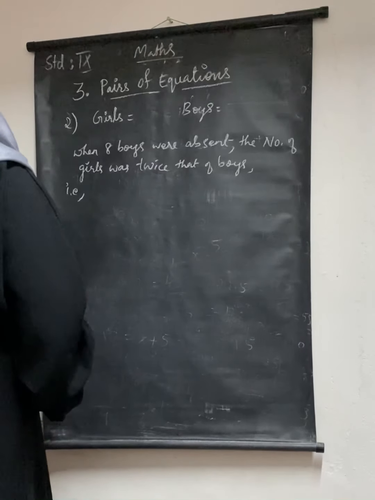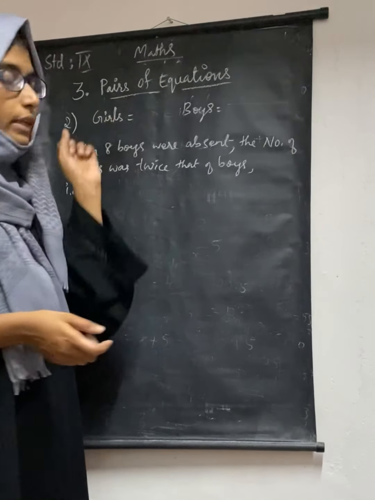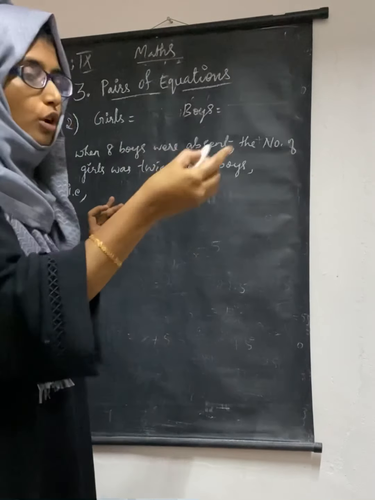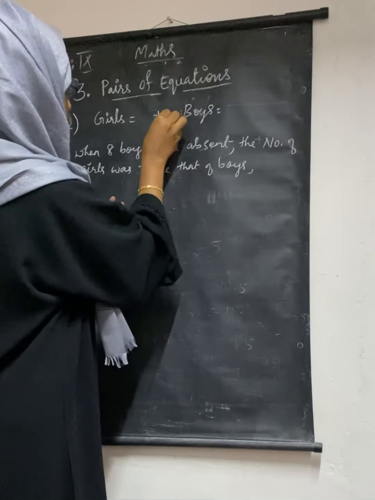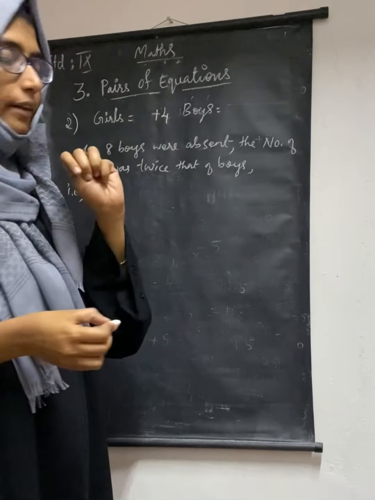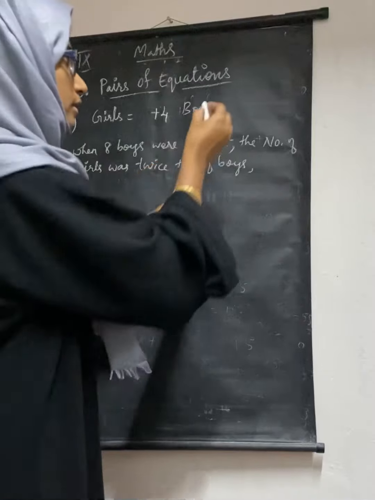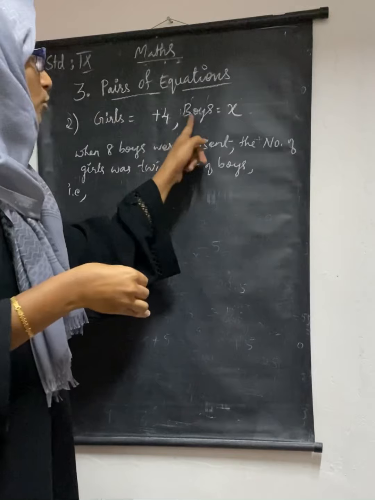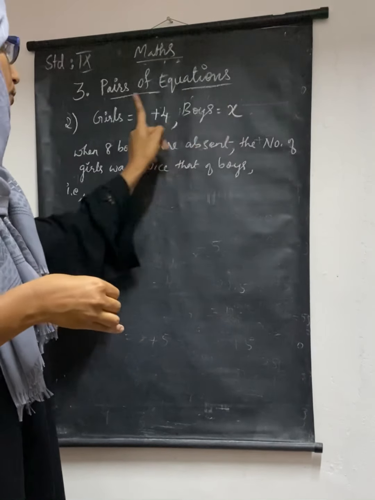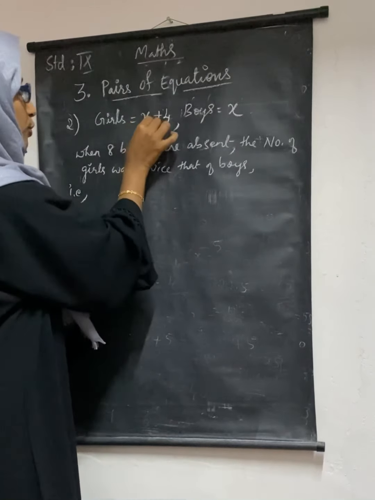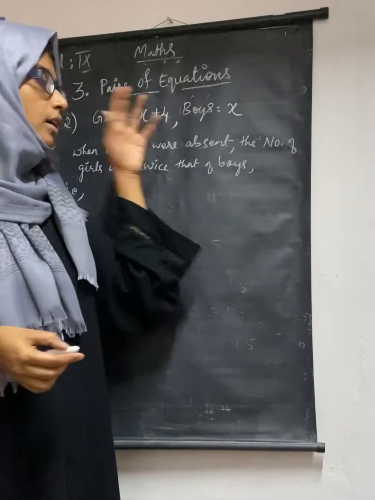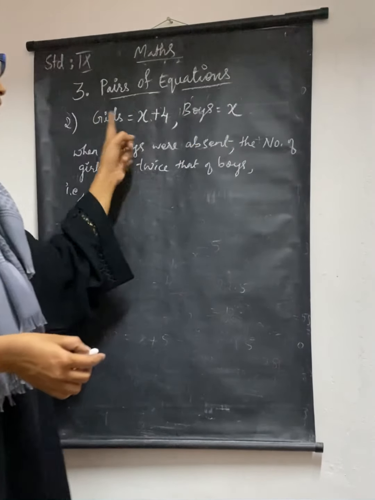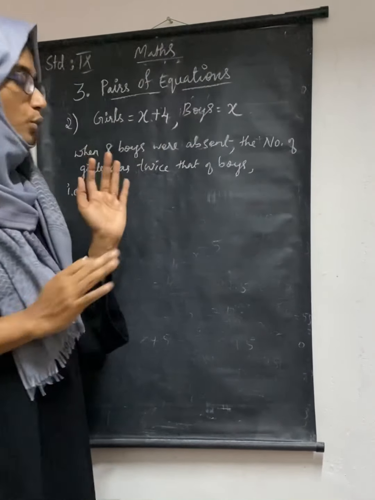Now we'll see what they told. Girls are 4 more than the boys. 4 more means you have to add 4, okay? Addition, 4 girls more than boys. Automatically you should understand that boys you have to take as x. Then girls will be x plus 4. If boys are 10, girls will be 10 plus 4, that is 14. So if boys are x, girls will be x plus 4. This is the main thing you should know first.